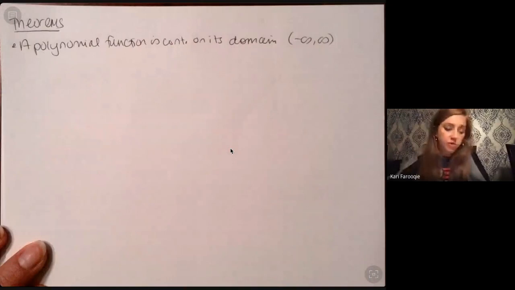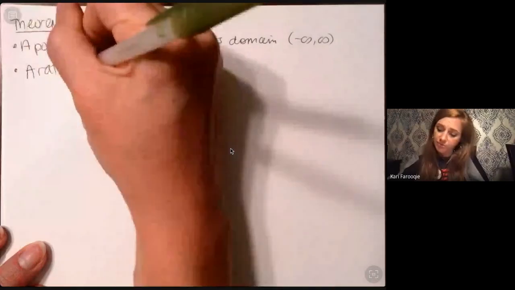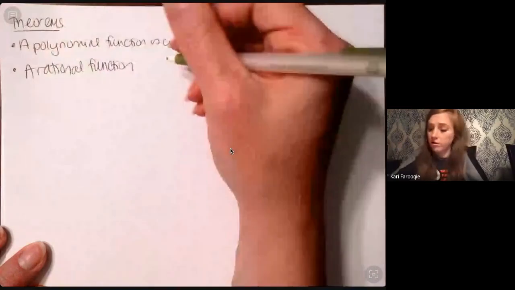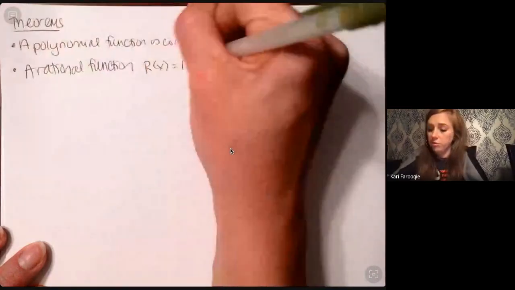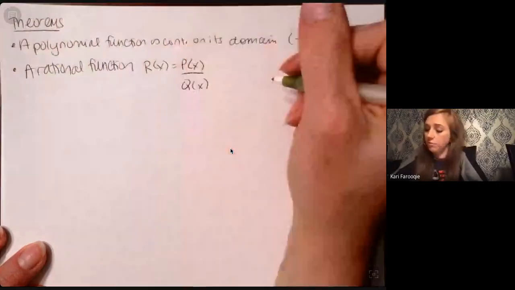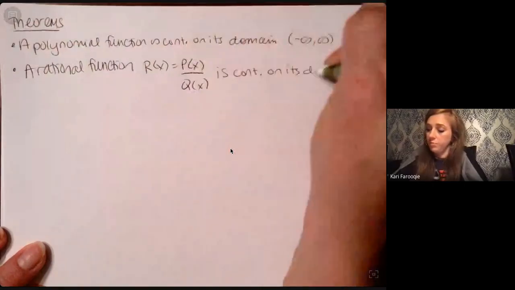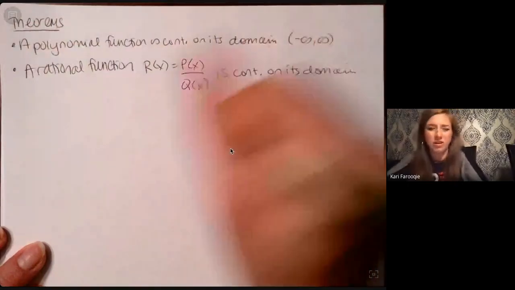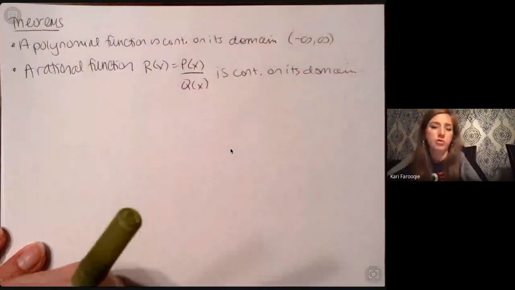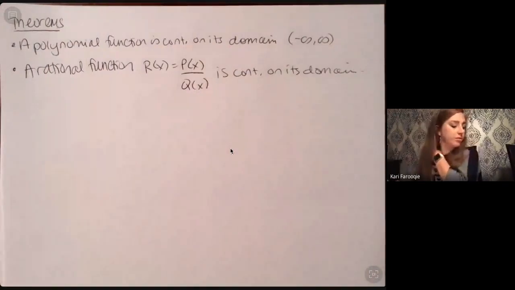A rational function, remember, a rational function is the quotient of two polynomials. A rational function, r of x equals p over q, is continuous on its domain, whatever that domain may be. Remember, the domain of that function is going to exclude any values for which the denominator will be equal to 0. So, gotta think about that.